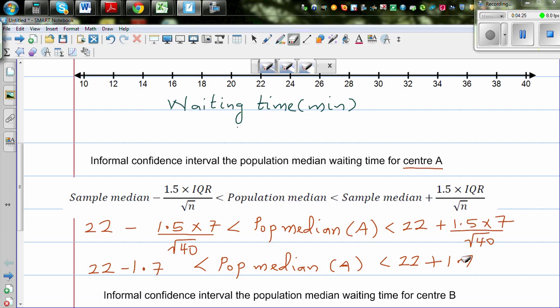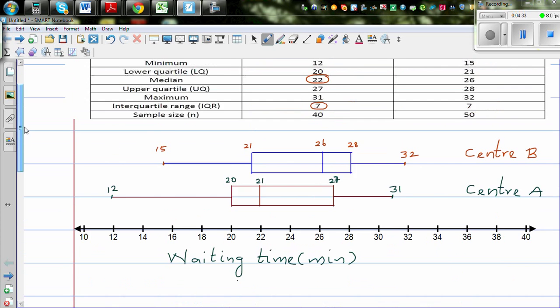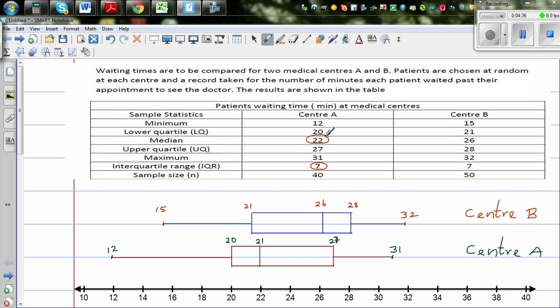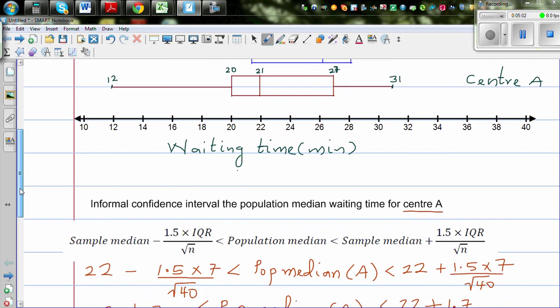So what are we saying? This is an interval, a confidence interval. Looking only at the sample median of center A and saying that the median waiting time is 22 minutes would be unfair, because you have only a sample of 40. Instead of saying the population median waiting time for center A is 22, it's better to talk in terms of a bigger interval, and that's called the confidence interval.